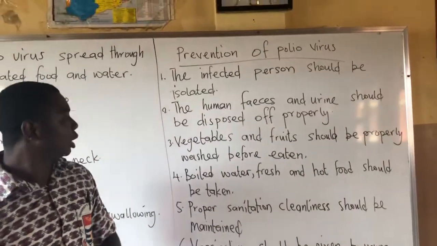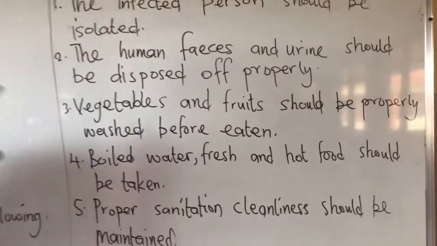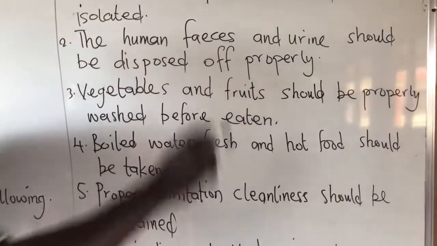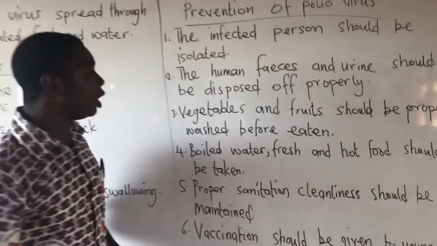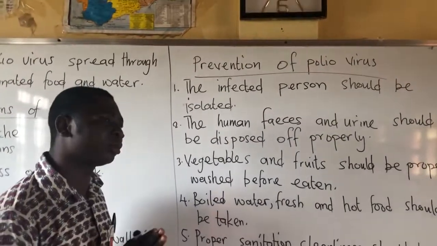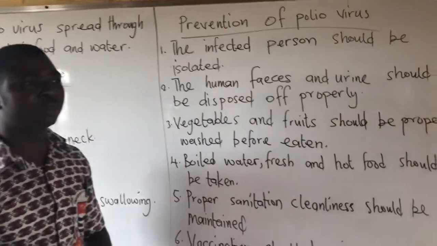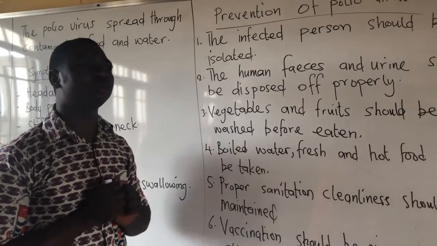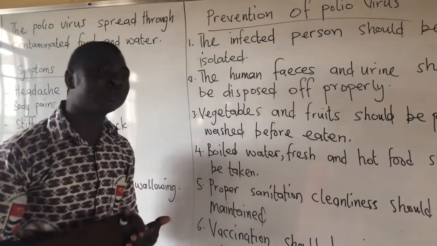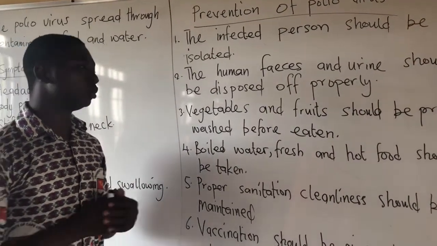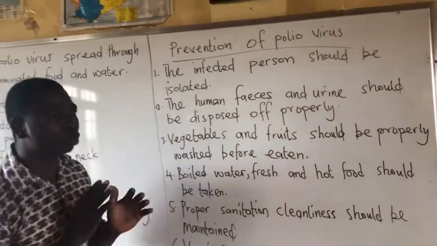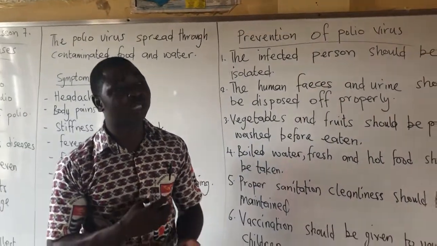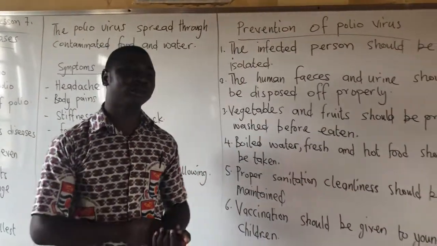Good. Another thing, vegetables and fruits should be properly washed before eating. We have to make sure that our eatables, the fruits and vegetables, we wash them well before we eat them raw. If you want to cook them, wash them before you cook. If you want to cook, wash well before you cook, so that you do not get contaminated and do not get this type of disease.